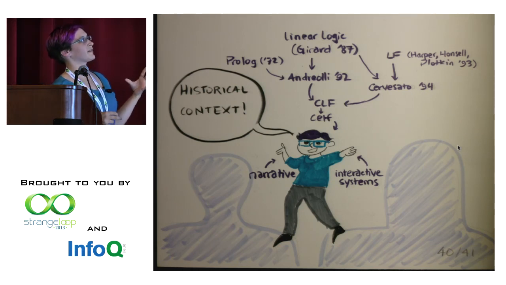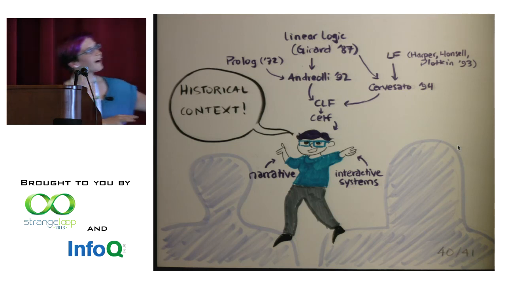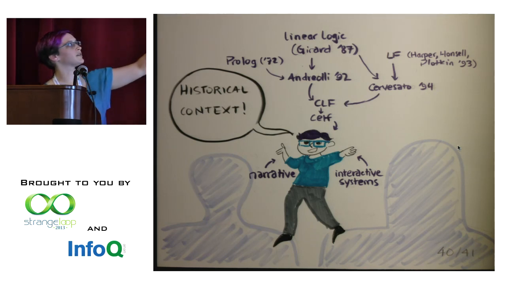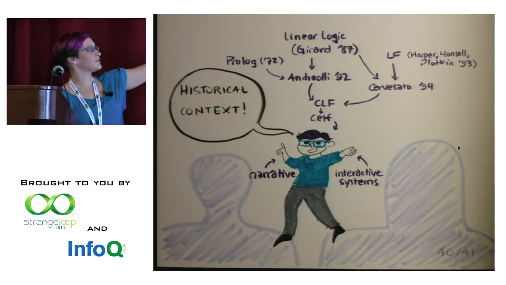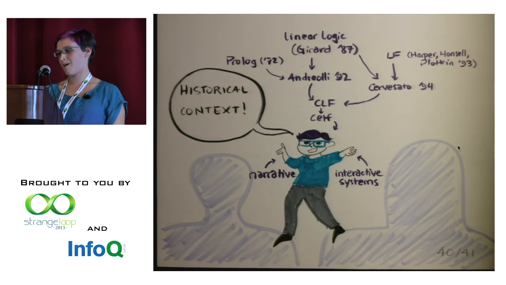Actually, I realized after the fact that this is the same form as the narrative causality graph that I had drawn before. So these things all fed into the idea of CLF, which is the formal system, and Celf, which is the implementation. And there's me. I'm interested in narrative interactive systems. I'm trying to put this all together.